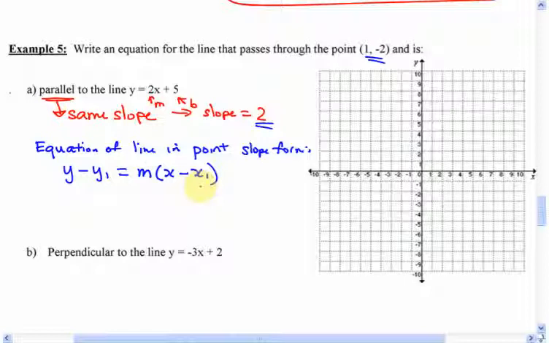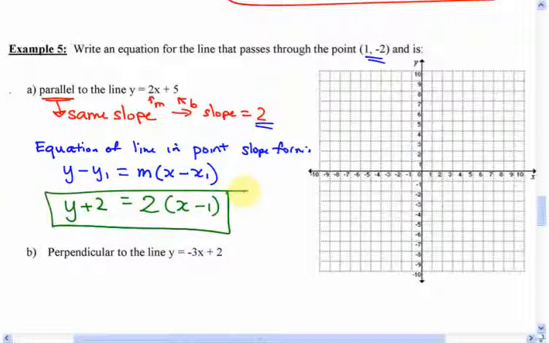And I'd like your help now. Can you please fill in the numbers for m and x1, y1. What's m in this case, dear friends? 2, right? Because this is a parallel line, so it's 2. Very good, 2. And then what's my x1, y1? Well, that's the point 1 comma negative 2. So this becomes y plus 2 equals 2 times x minus 1, done. Good. And look, you didn't even need to use the graph. Good for you.